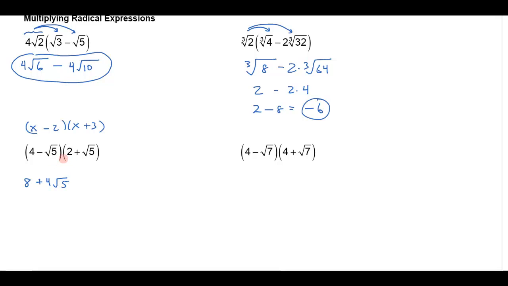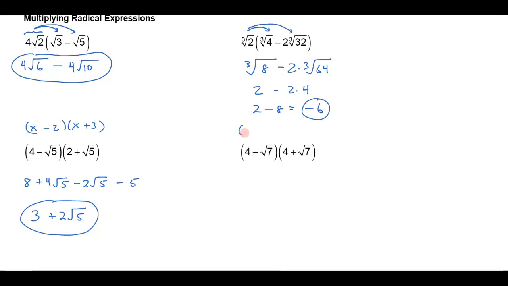And when I multiply the inner terms, negative square root of 5 times 2, that's negative 2 square roots of 5. And then the negative square root of 5 times a positive square root of 5, that's just negative 5. So again, like when we multiply binomials together, these middle terms in this case are going to combine. So I've got the 8 minus 5. Let's go ahead and combine that as 3. And 4 square roots of 5 minus 2 square roots of 5, that would be plus 2 square roots of 5.